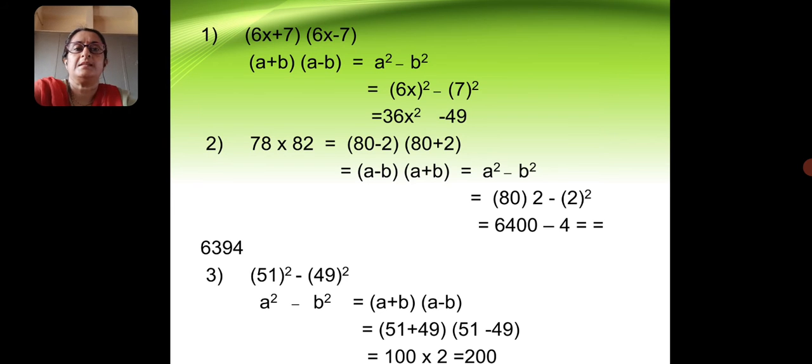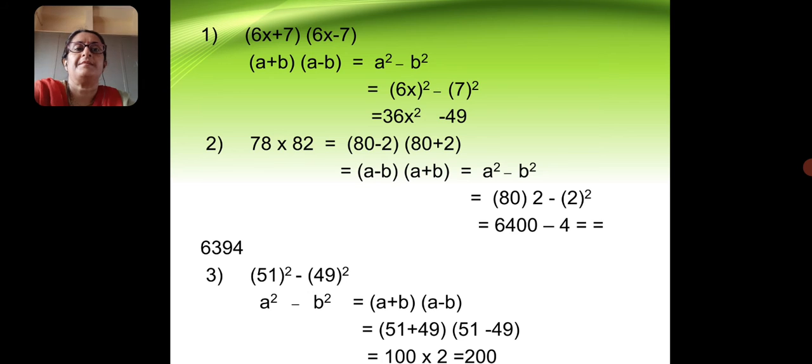Next, using the third identity, 6x plus 7 and 6x minus 7. So one sign is positive, one sign is negative. A and B are used as variables. So we are considering 6x as A and 7 as B. So what will the answer be? The answer will be A square minus B square. So what is A here? 6x is A. So A square means 6x square, and B square is 7 square. So 6x square is 36x square and 7 square is minus 49.